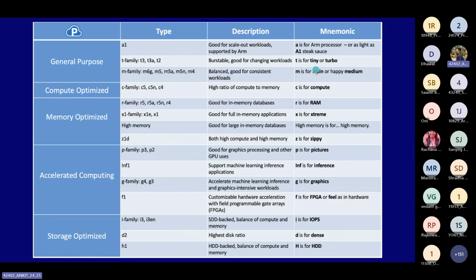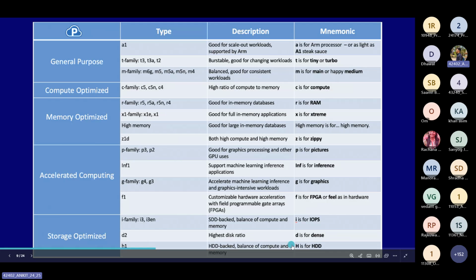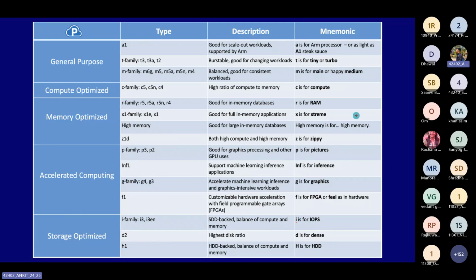So let's take some examples from this slide. I was talking about the T family. It can stand for tiny or turbo. When I was talking about the C family, like for gaming applications, we need compute optimized, so C is for compute. I also talked about D for dense, and H1 stands for HDD. You can take a brief look at this and the descriptions, and also take a screenshot if you need.